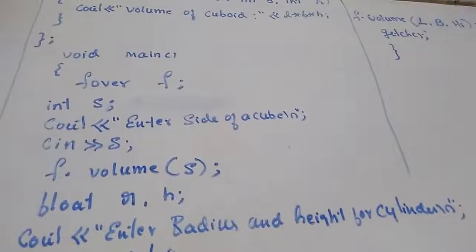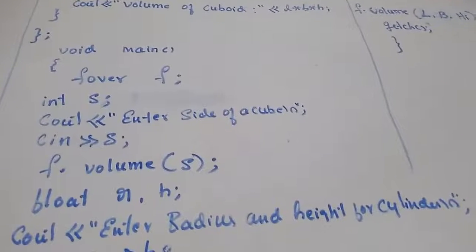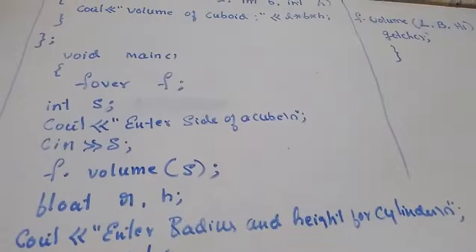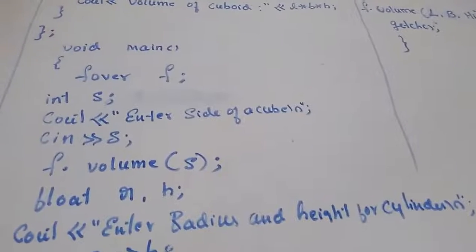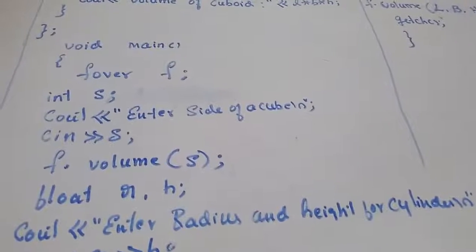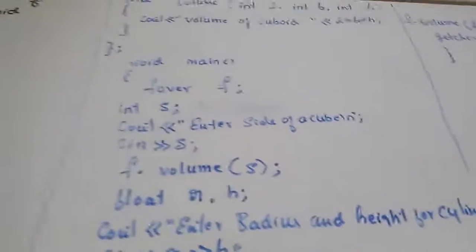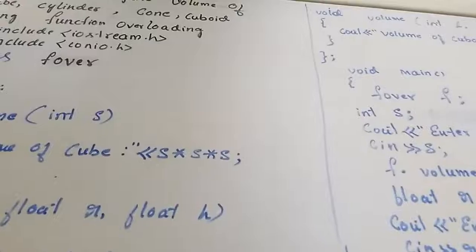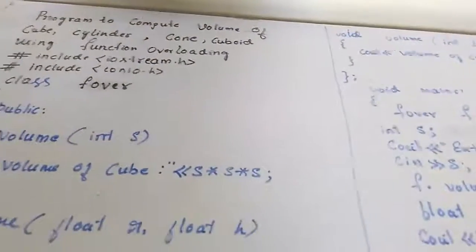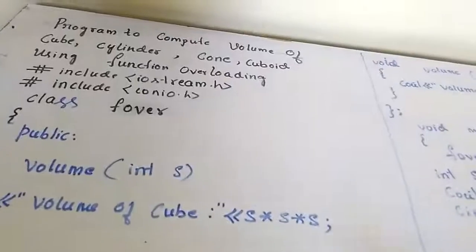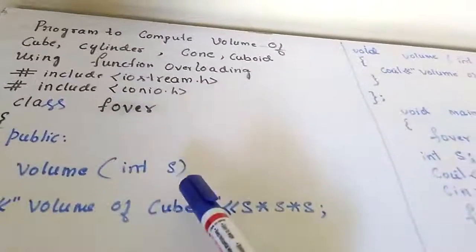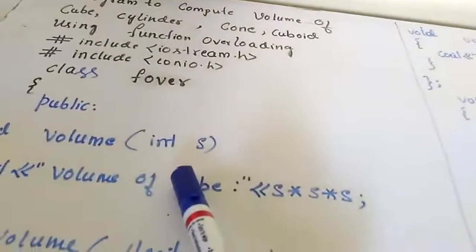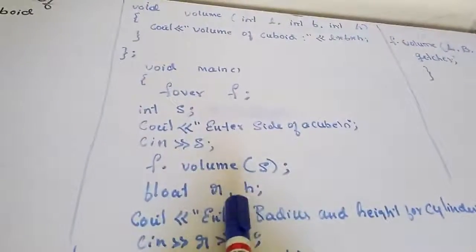Now we have to call the function. All functions' name is volume. Which function it has to execute depends on number of arguments and type of arguments. F dot volume, open parenthesis, s, close. So all functions are volume. Then compiler searches for the data type and number of arguments. It won't compare with the function name because all functions have the same name. Where is one argument here? That is integer type. So for this particular function call, this function will be executed. Now after execution, what is the next statement here? Float h, r and h.